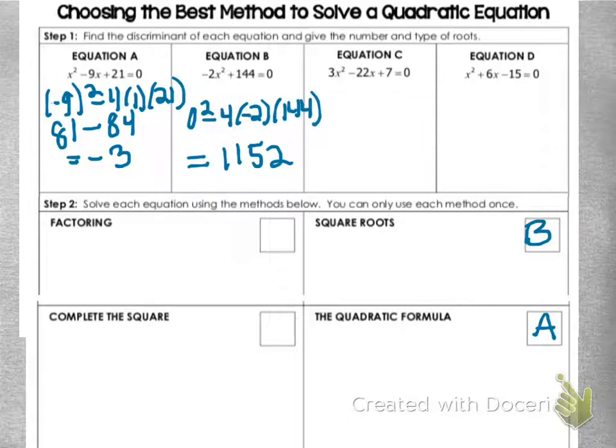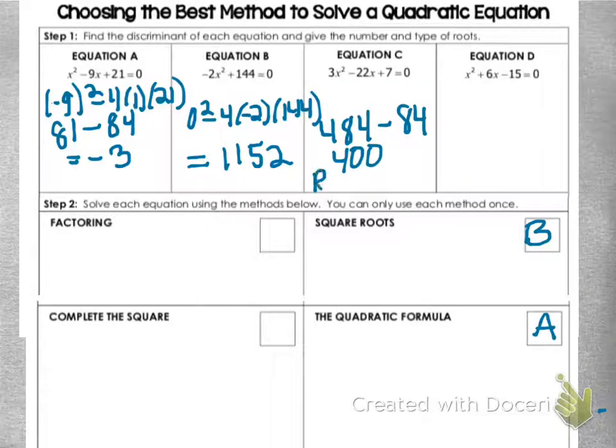Equation C. So let's see. So the discriminant is b squared. So that's negative 22 squared, which is, oops, I'm sorry, I meant to say 484. And then the 4ac part is 84. And so 484 minus 84 is 400, and that's a perfect square.